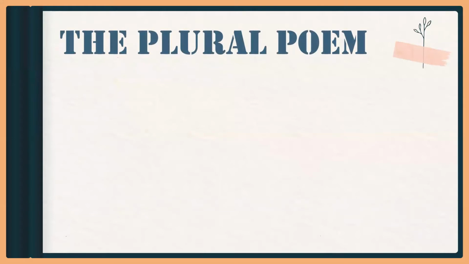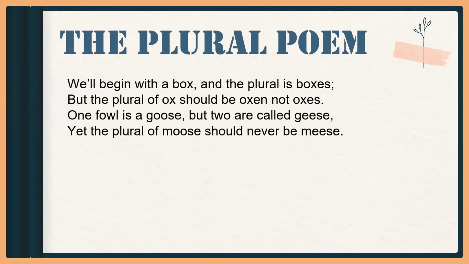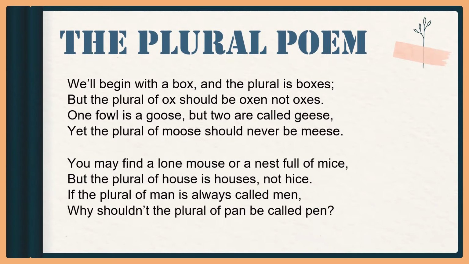Let's have a quick review on this very famous poem, the plural poem. Let's begin. We'll begin with a box and the plural is boxes, but the plural of ox should be oxen, not oxes. One fowl is a goose, but two are called geese. Yet the plural of moose should never be meese. You may find a lone mouse or a nest full of mice, but the plural of house is houses, not hice. If the plural of man is always called men, why shouldn't the plural of pan be called pen?